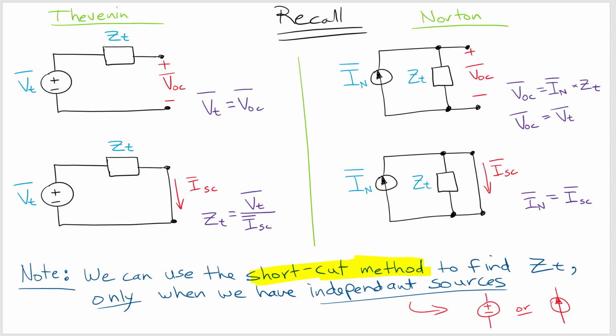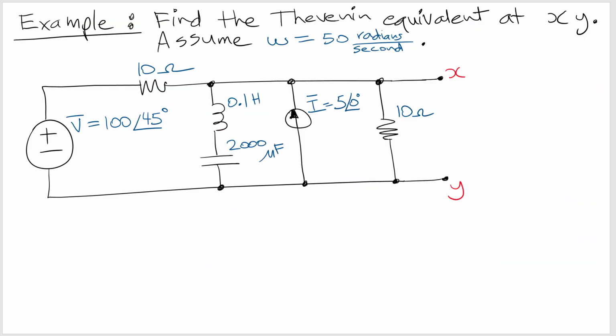So this should be very familiar, and what's important to note is that the shortcut method to find the Thevenin impedance works the same way as when we had DC circuits with resistors, and the same restriction applies that we can only use the shortcut method when we have independent sources. And independent sources are the ones with the circles, okay? Voltage source or a current source, okay? Independent voltage source or an independent current source. So now let's get into our example and see how we can apply this.